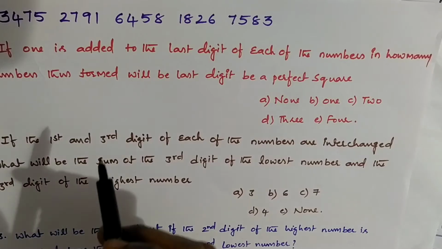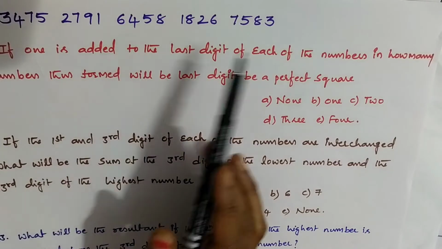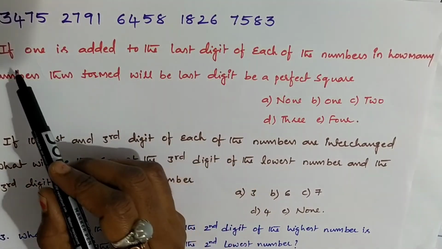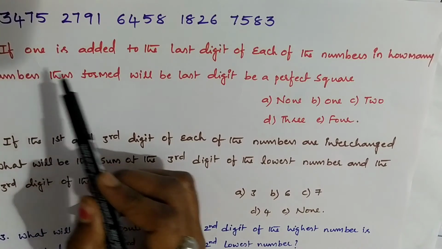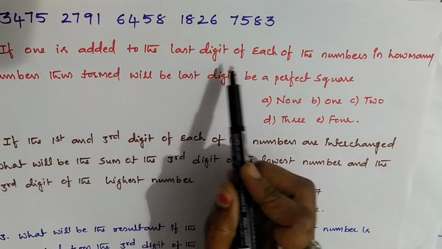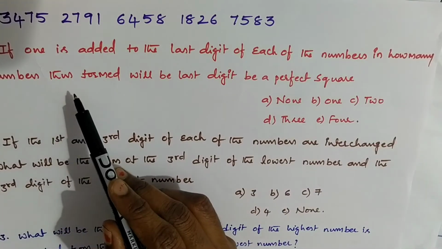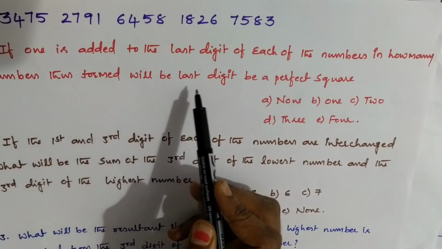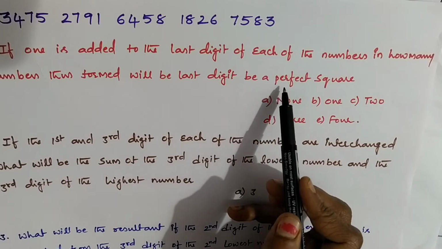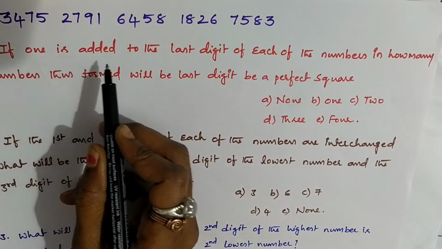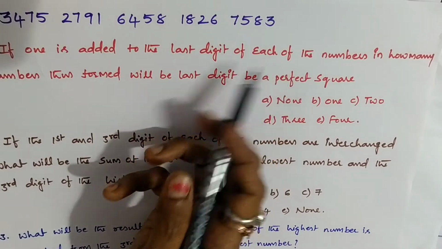Next, let me see the number series. This is the number series. First question: if 1 is added to the last digit of each of the numbers, in how many numbers thus formed will the last digit be a perfect square? If 1 is added to the last digit of each number.